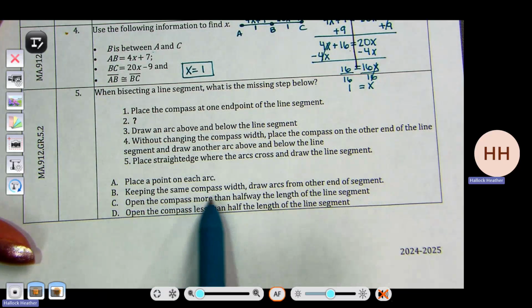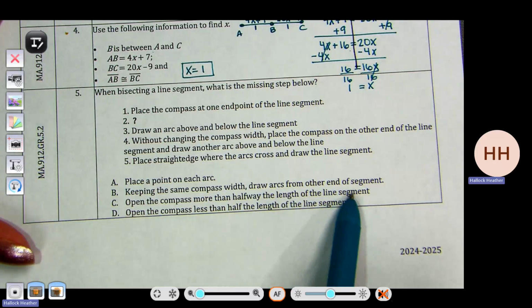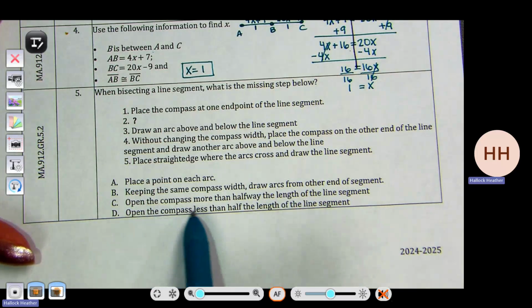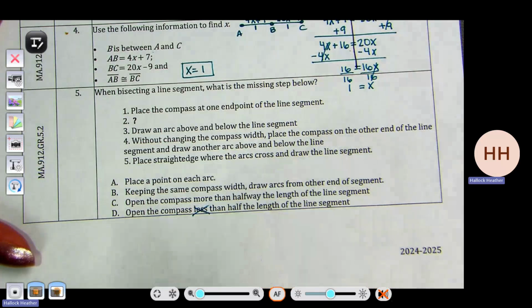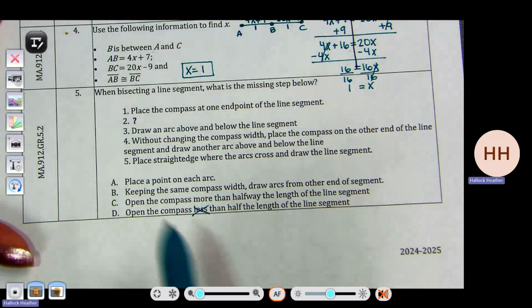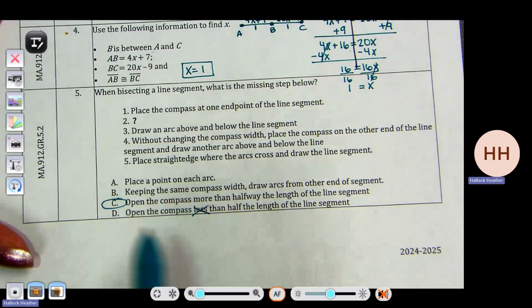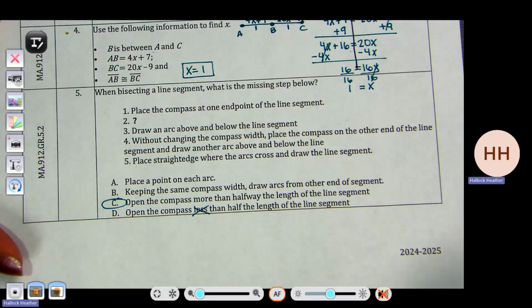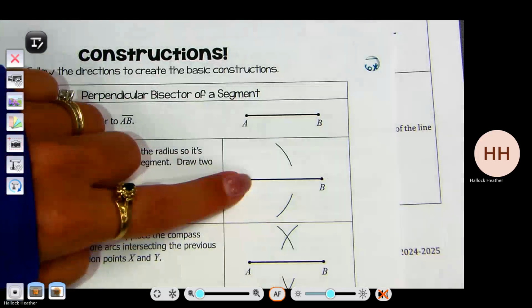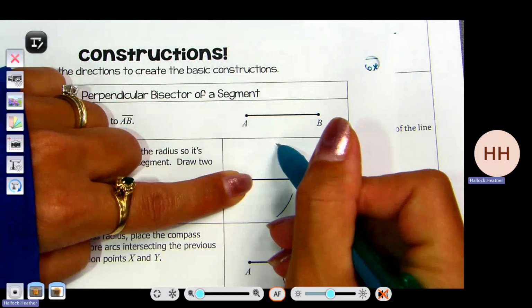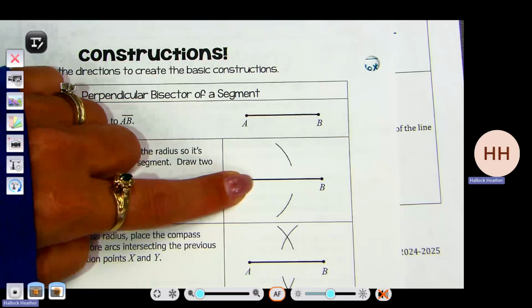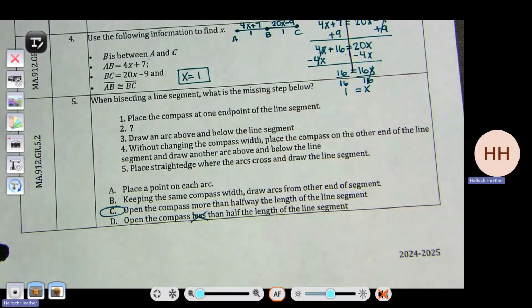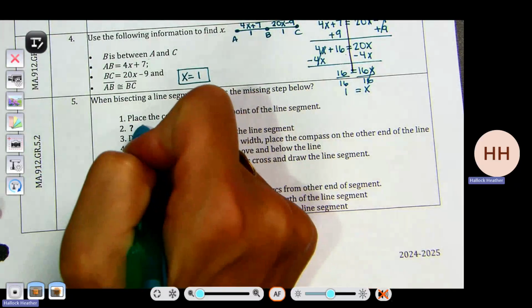Open the compass more than half the length of the line segment. Open the compass less than halfway. We're never doing less than halfway. That's not right. It would be C. We are opening it more than half the distance. To make these arc marks, I have to open it more than half the length, so that I can have an arc mark here and then swing it so they intersect. If you have it less, they will not intersect. So this is C.